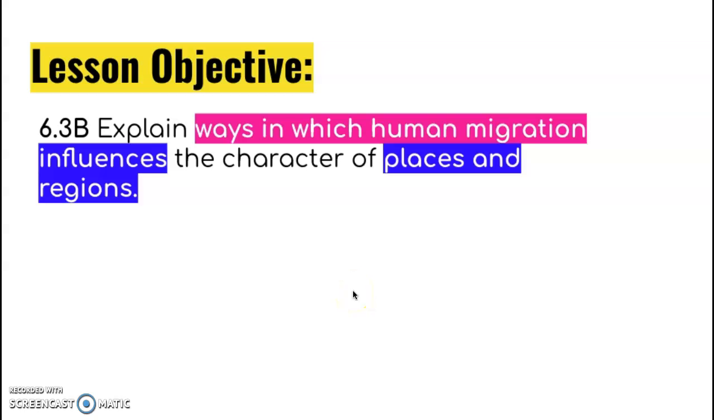Okay, so today's lesson objective, 6.3b. Explain ways in which human migration influences the character of places and regions. We are going to learn why certain places are the way they are based on people moving there, okay? And the regions. Remember, regions are areas that have climate, landforms, and things in common. Okay, so we're going to see how humans influence these areas.